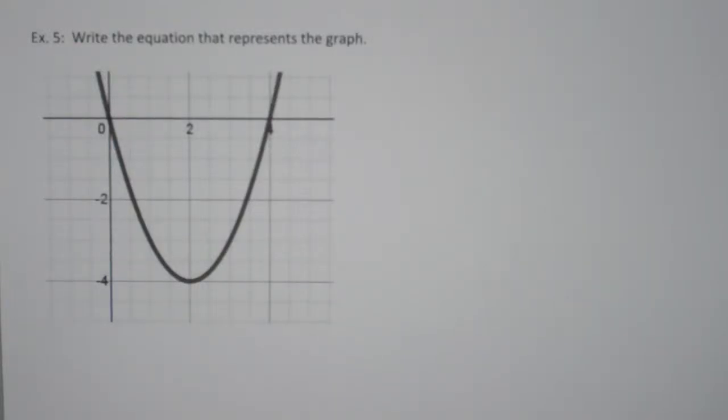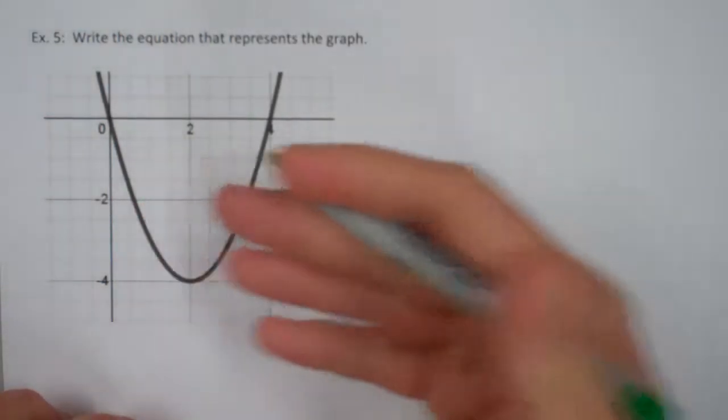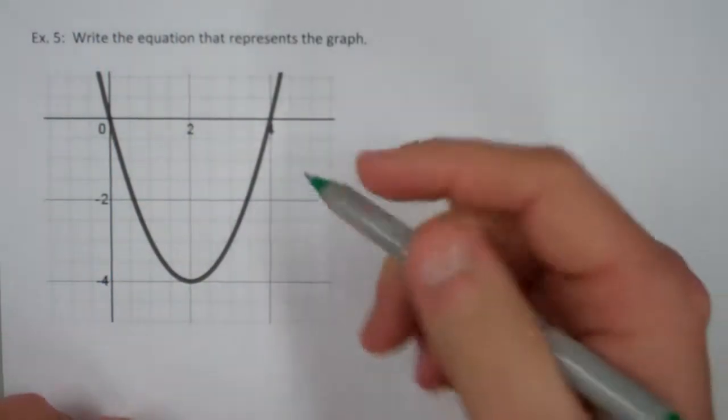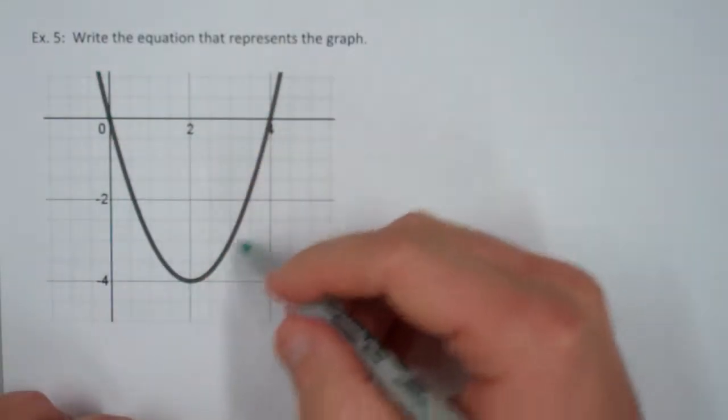In example 5, we need to write the equation that represents the graph below. So this is a little bit different than the other examples we've done. With the other examples, we were given an equation and asked to graph it. Now we're just going backwards. What I like to do with these is I like to look at my parent function first.